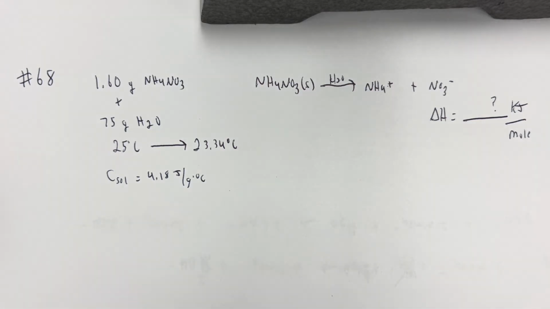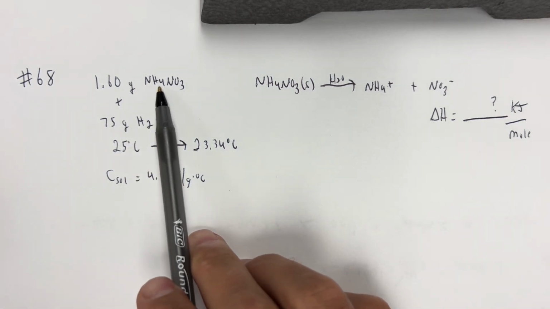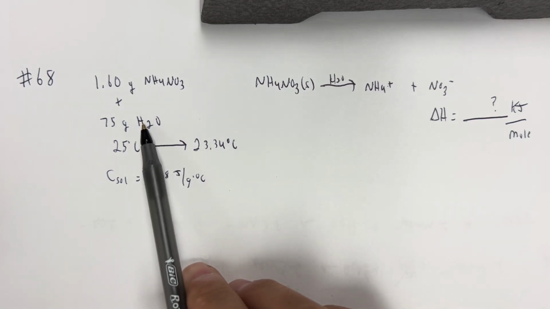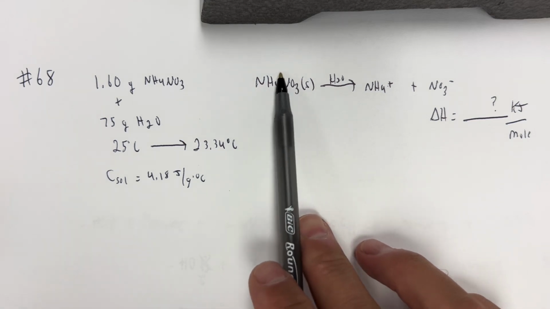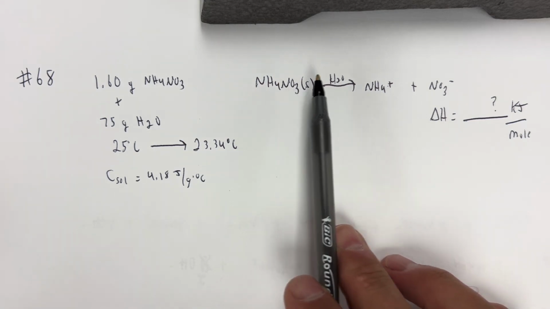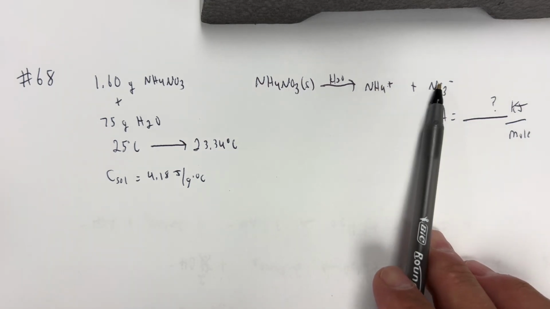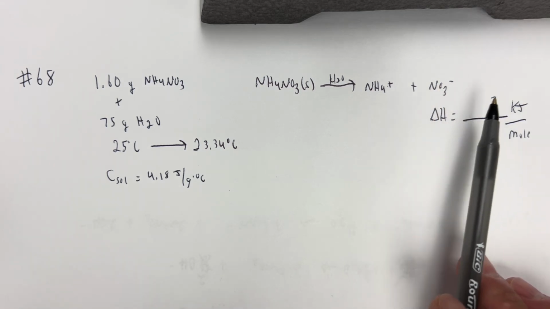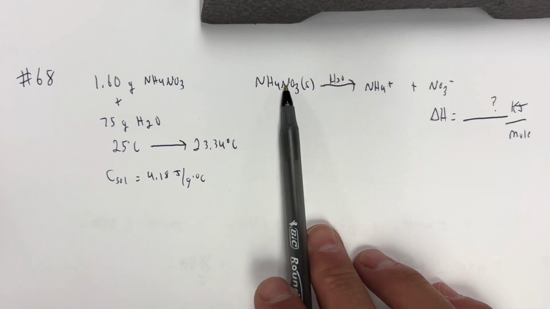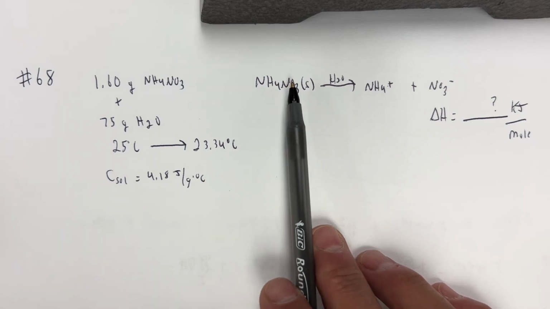Here's number 68, thermochemistry out of the book. It is telling you in a coffee cup calorimeter, it's like a styrofoam cup, they're dissolving 1.6 grams of ammonium nitrate in 75 grams of water that's at 25 degrees Celsius. So really, it's just this solid dissolving, it's ionic, so it's splitting apart into its ions. And it wants to know what is the enthalpy change in kilojoules per mole of this. So for every mole of this, how much heat is absorbed or released.